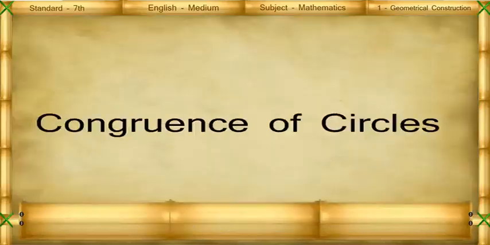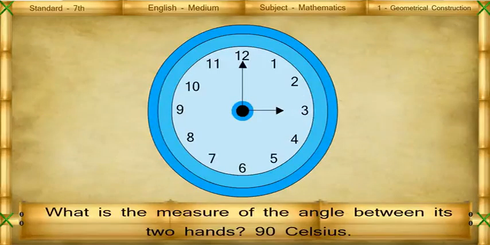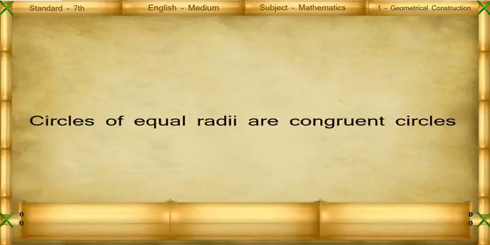Congruence of circles. What time does this clock show? It's 3 o'clock. What is the measure of the angle between its two hands? 90 degrees. At which other times is the angle between the hands congruent with this angle? 9 o'clock. Circles of equal radii are congruent circles.